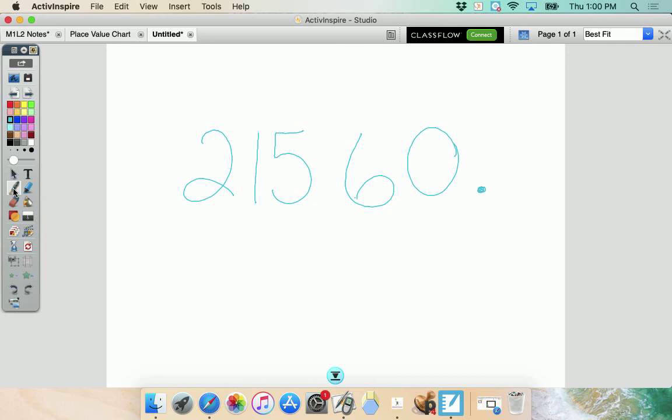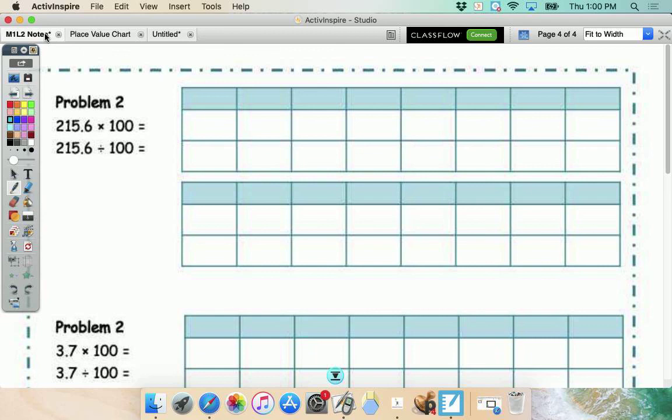And I've got 21560. So I'm going to write 21560. Do I need the decimal at the end? No, I don't put it at the end of a whole number, do I? So I'm not putting it at the end of this number. 1, 2, 3, comma. Read it to me. 21,560. Okay. How you doing? Good. So when you multiply, you're going to move the decimal to the right. And here's your anchor chart to show you. When you divide, you're going to move the decimal to the left.